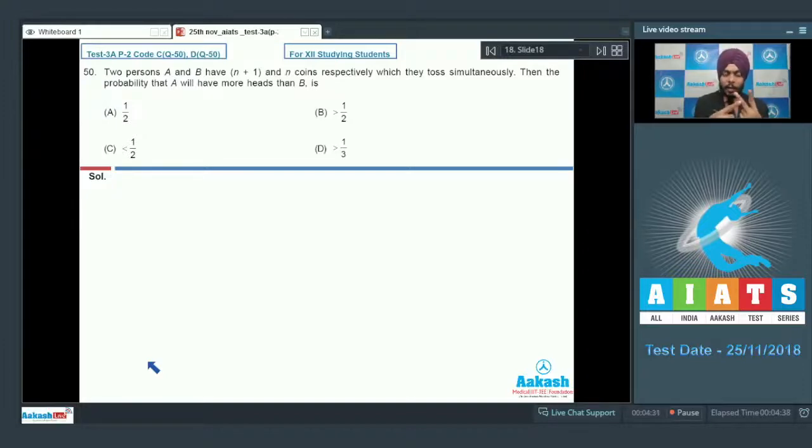And it is very obvious that they will be equally probable, which means that the answer of this question will be 1 by 2. And 1 by 2 is obviously greater than 1 by 3. So AD is the final answer. Okay, let us move forward to the next question.